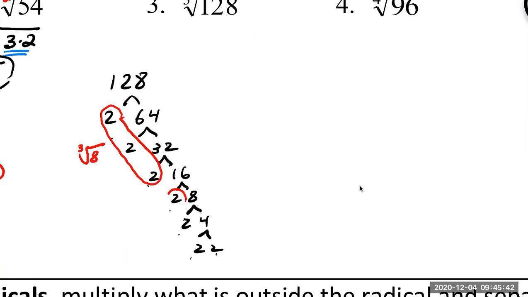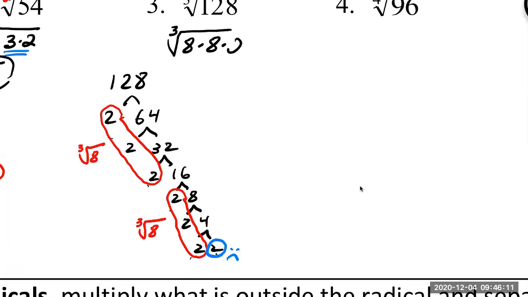And then here's another triplet. That's like doing the cubed root of 2 times 2 times 2, which is 8. And it looks like we just have one that doesn't have two others to go with it to make a triplet. So that's going to stay under the cubed root sign. So we're going to have the cubed root of 8 times 8 times 2. That 2, sadly, staying under there.